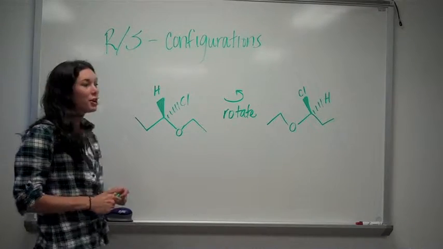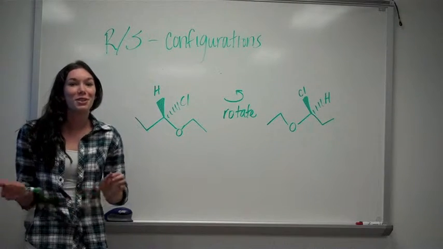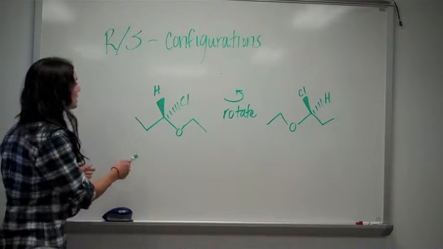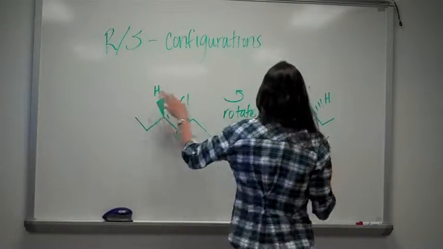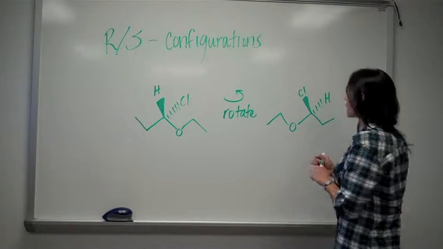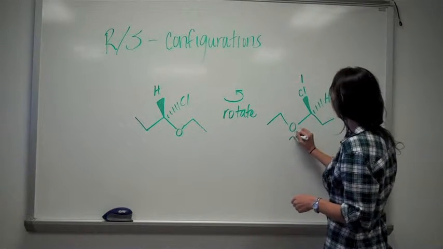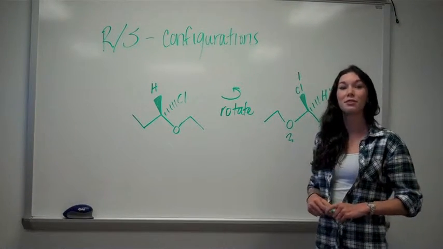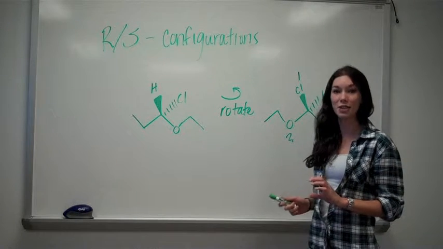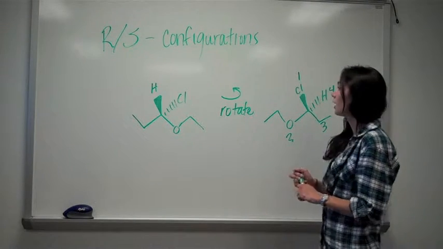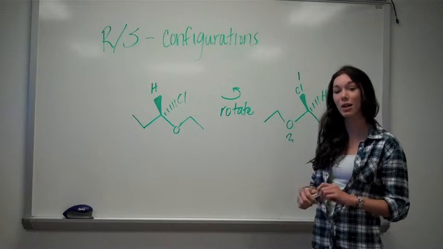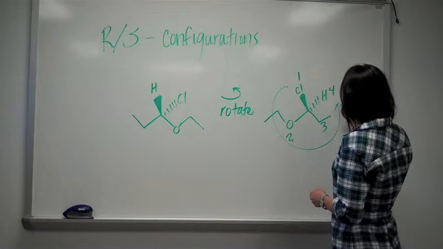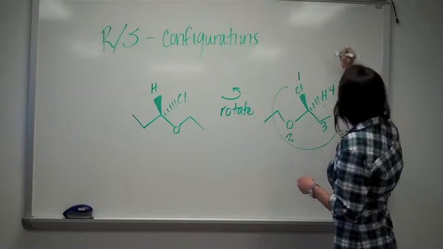After you prioritize your molecule, you're always going to want to have your lowest priority on a dash, so you're going to have to rotate the molecule. In this example, we're rotating it so that the hydrogen is now on the dash instead of the chlorine. So now our priorities go 1, 2, 3, 4. Now that we've established priorities and made sure that the lowest priority is on a dash, we can see whether our 1, 2, 3 sequence is clockwise or counterclockwise. In this case, our 1, 2, 3 sequence is counterclockwise, so therefore it's given an S designation.